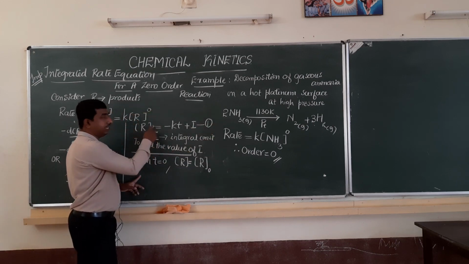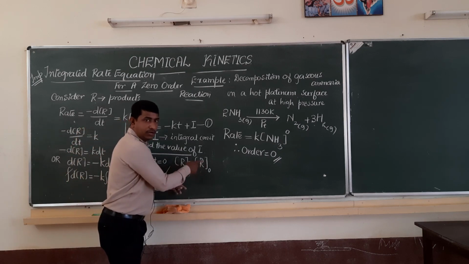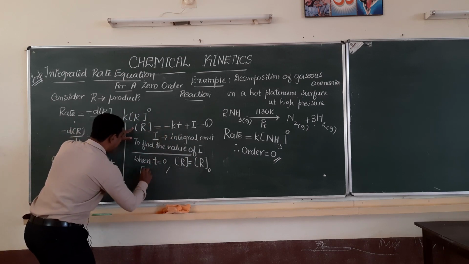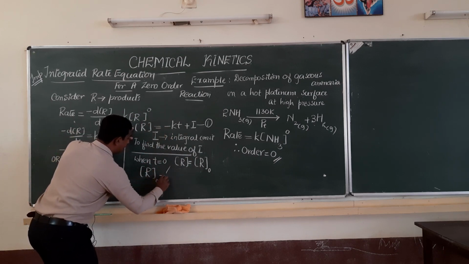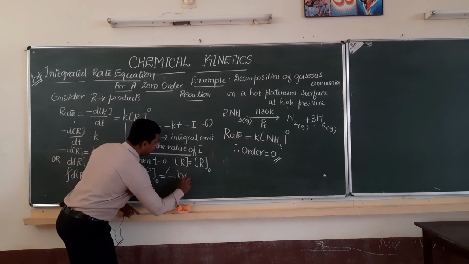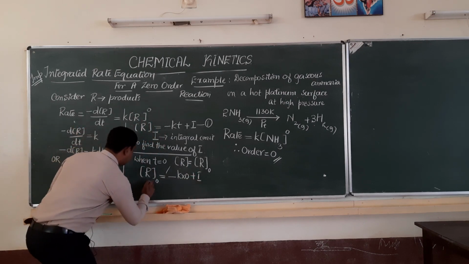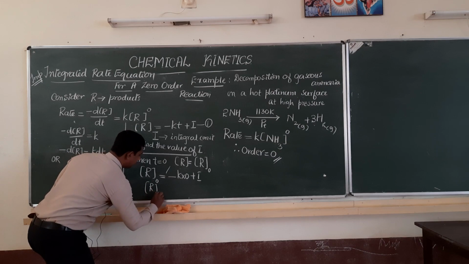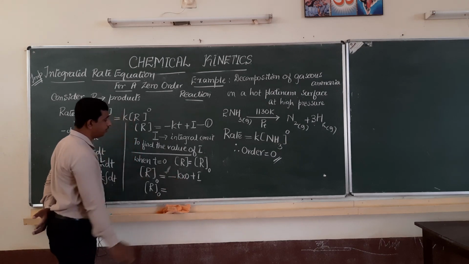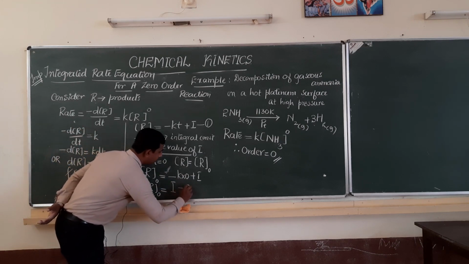Substitute these values in equation 1: t equal to 0, R equal to R naught. In the place of R, I have to write R naught, it is equal to minus k into t, the t value it is 0, plus I. So R naught is equal to k into 0, it is 0 only, correct? K into 0 it is 0. So it is equal to I. We got the value of I.